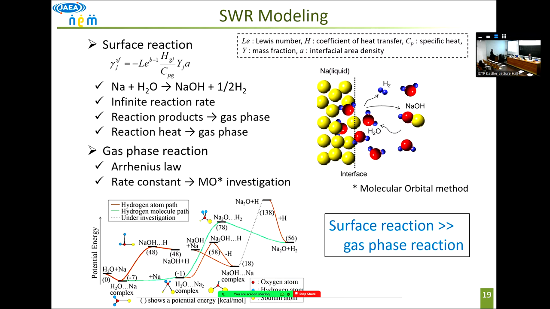This is how we make the sodium water reaction chemical modeling. We take into account two kinds of modeling. One is surface reaction. That means water vapor directly contacts the liquid sodium surface, and on the surface a chemical reaction takes place. Because this is almost the same as the sodium fire, the chemical reaction rate itself is quite high. On the other hand, when the temperature increases and exceeds the boiling point of liquid sodium, some liquid sodium evaporates and gas phase reaction takes place. For the surface reaction, we take into account similar modeling to the sodium fire, which means mass transfer is dominant.